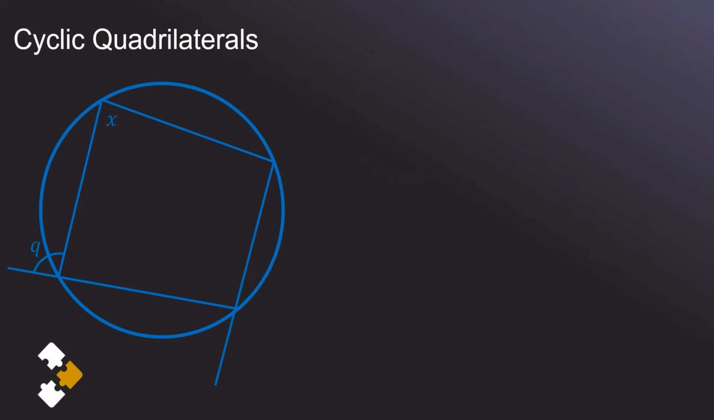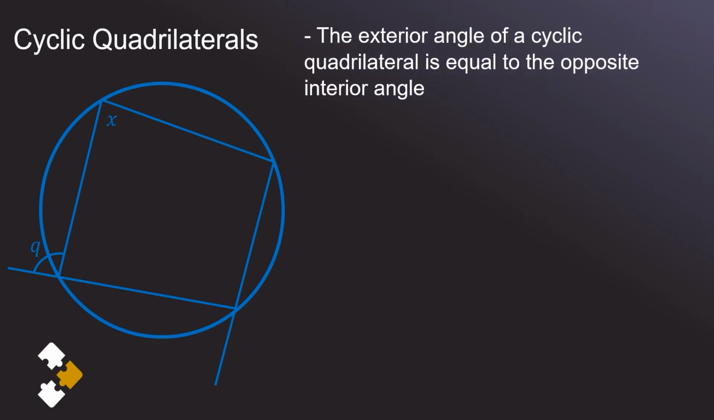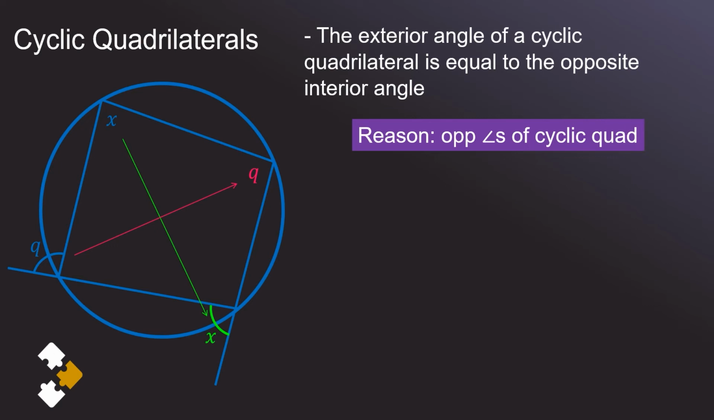Okay, so then what else do we know? We know that the exterior angle of a cyclic quadrilateral is equal to the opposite interior angle. So if we have that angle x there, that has to be equal to the opposite exterior angle, and the opposite exterior angle Q has to be equal to the opposite interior angle, which we can then also call Q, and we call that opposite angles of cyclic quad.